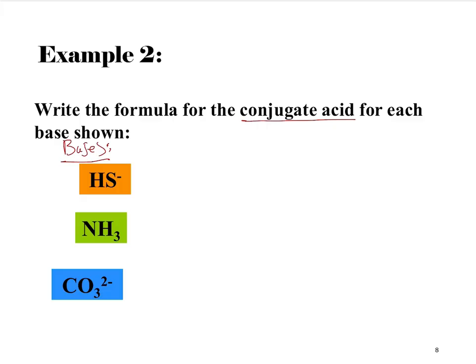Be the conjugate acid for HS minus. What does a base do in terms of Bronsted-Lowry acid and base? It accepts a proton, right? So if this is the base and we want to find its conjugate acid, that means we need to accept a proton to become a conjugate acid, right?